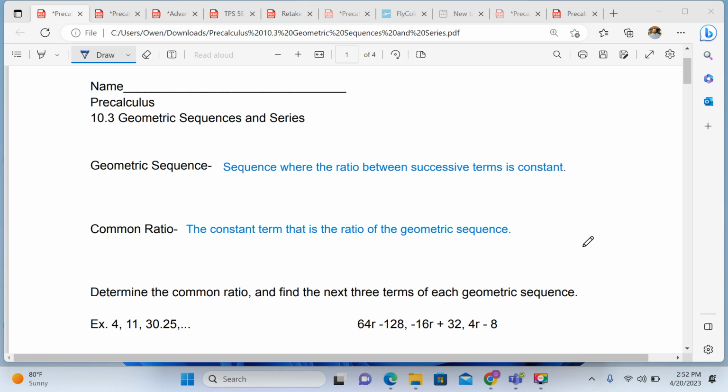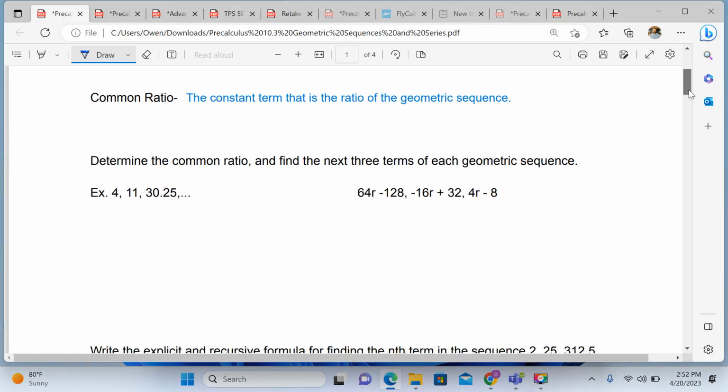A geometric sequence is a sequence where the ratio between successive terms is constant. So you're multiplying by that same term each time. And that constant that you're multiplying by is the common ratio of the geometric sequence. So whatever that ratio is, we try to find it. We make sure that there is one before we do it. Now, let's determine the common ratio here.